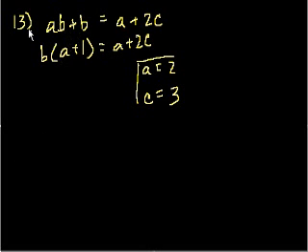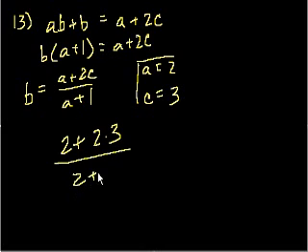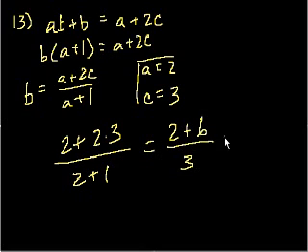All I did is undistribute the b. You can multiply this back out and you'd get ab plus b. And then if you want to solve for b, divide both sides by a plus 1, and you get b is equal to a plus 2c over a plus 1. Then you substitute. So a is 2, so it's 2 plus 2 times c, c is 3, 2 times 3, over 2 plus 1, which is equal to 2 plus 6 over 3, which is equal to 8 over 3.